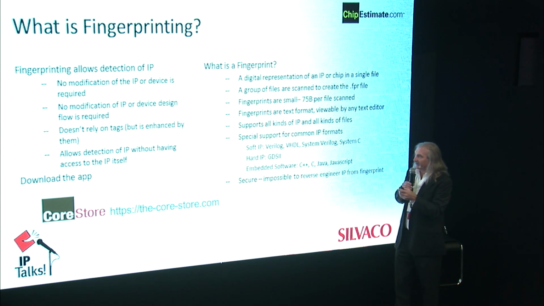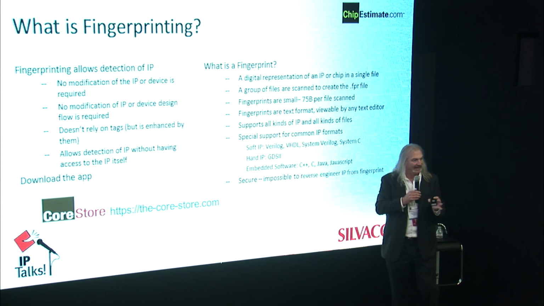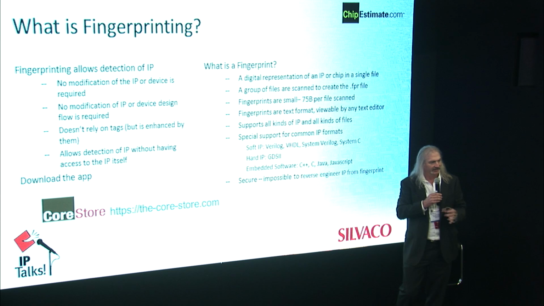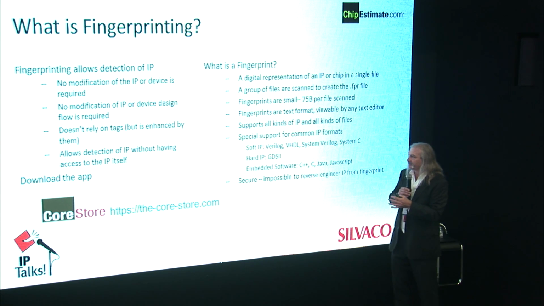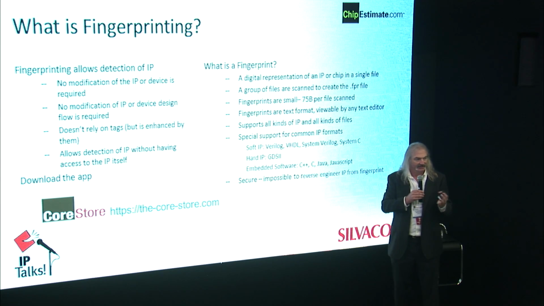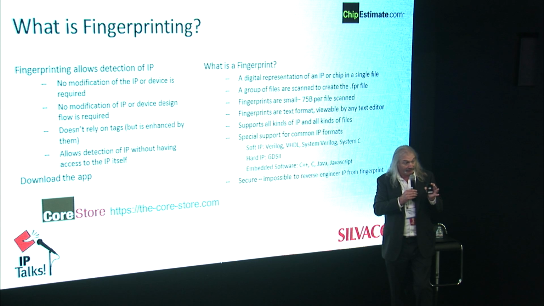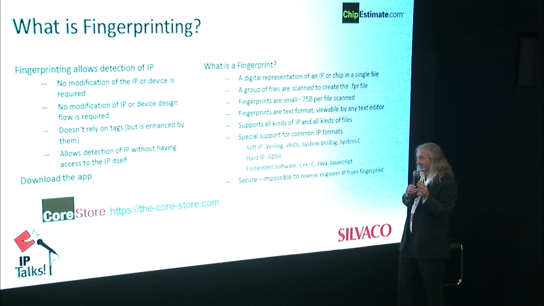And within that fingerprint, it will scan the IP. You don't have to modify your design flow. You can do this after the fact, so you could do this on designs that are years old. It doesn't rely on tags. Most people here are familiar with IP tagging, the GDS level. If you have tags, it makes fingerprinting more powerful. But if you don't, it doesn't need them.